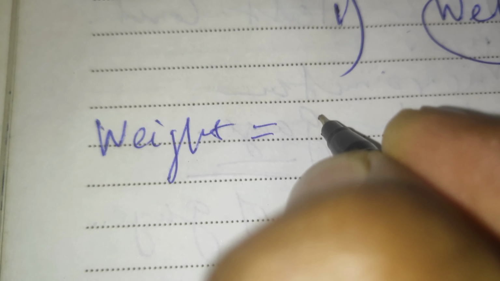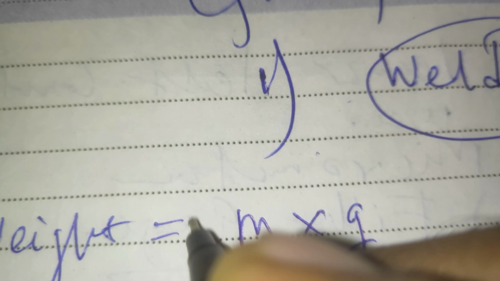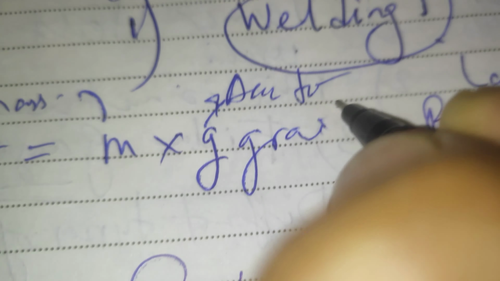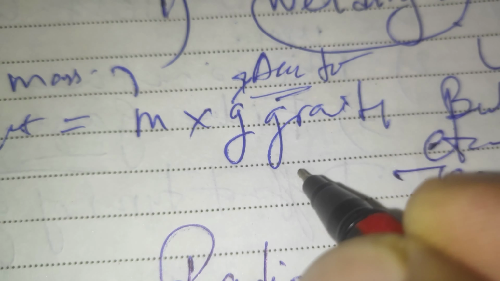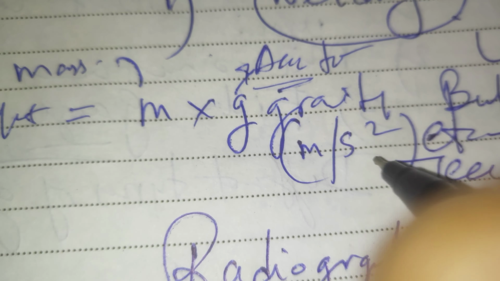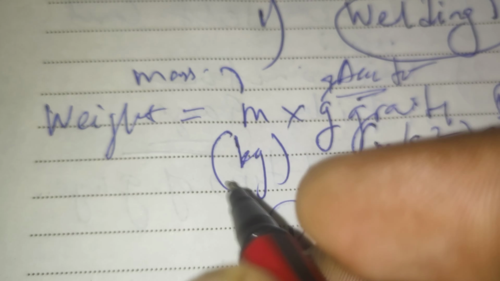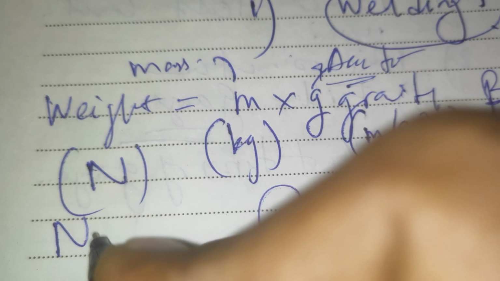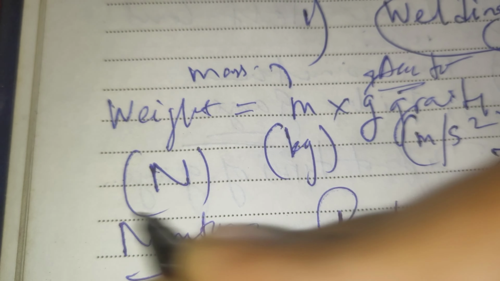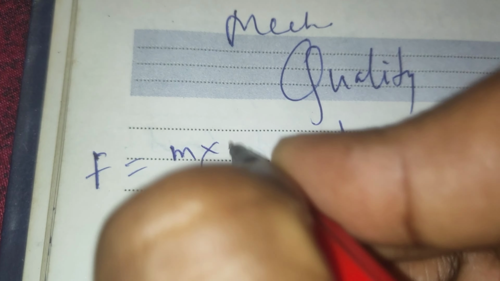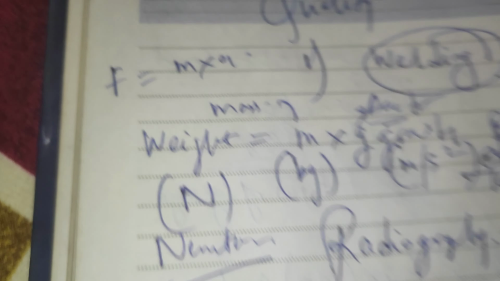Then comes the weight. Weight is m into g, where m is mass and g is acceleration due to gravity. Acceleration is in meter per second square, which is the unit. And mass is in kg. Weight is in Newton. And as you can see, force is mass into acceleration, so Newton.